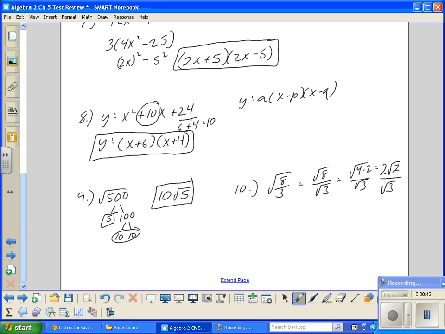But the one problem is we can't have a square root in the denominator. So we've got to take that 2 square roots of 2 over the square root of 3 and multiply top and bottom by the square root of 3. That's going to give me 2 square roots of 6. And when I multiply the square root of 3 times the square root of 3, the square root disappears, which is going to just give me 3. So I end up with 2 square roots of 6 over 3.